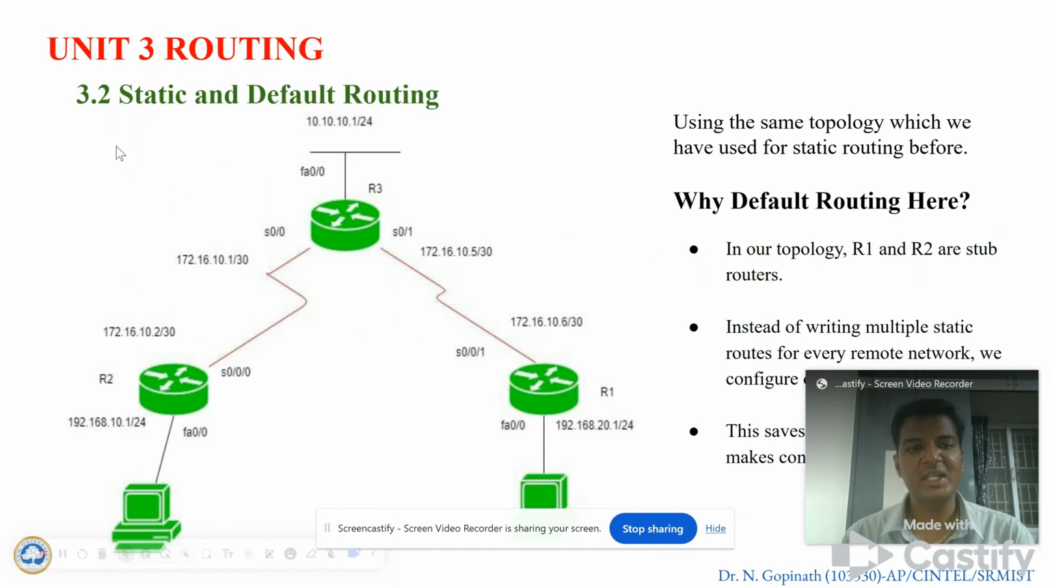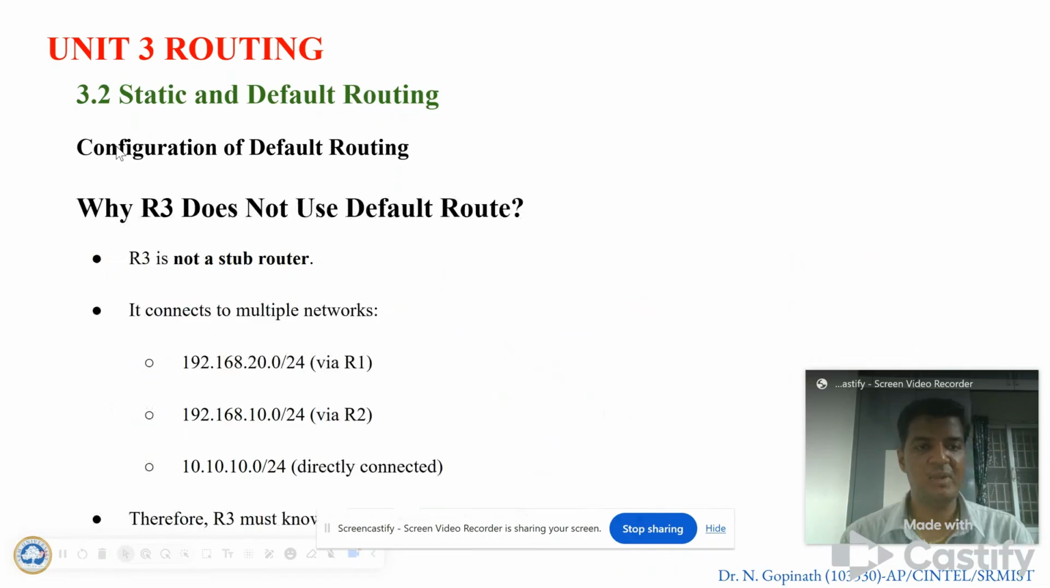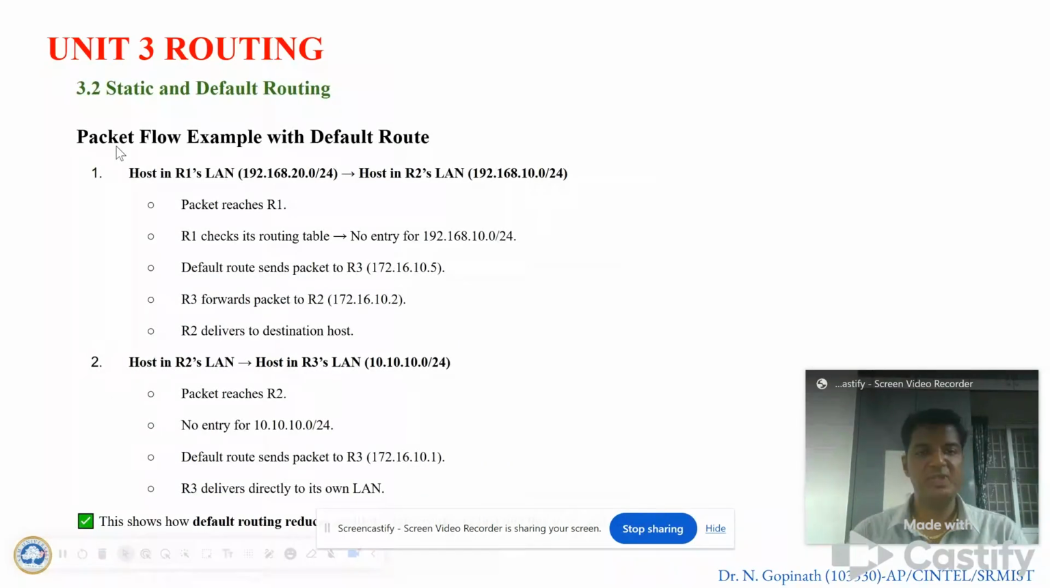So here is the diagrammatic representation of the default routing method, and its configurations, as usual, what we have seen for the static routing, is given. So the packet flow example for default route. Suppose the host in R1 LAN wants to send a packet to the host in R2 LAN. So the procedure is: packet reaches R1, R1 checks its routing table and there is no entry. Then the default route sends the packet to R3, R3 forwards the packet to R2, and R2 delivers to the destination hosts.